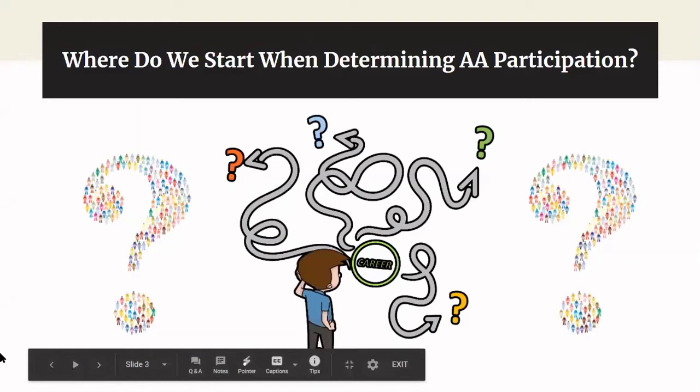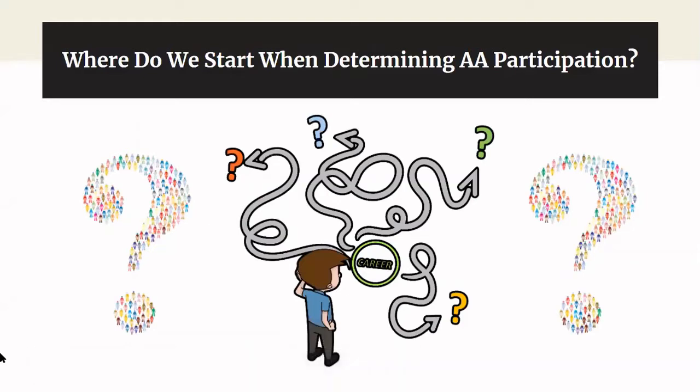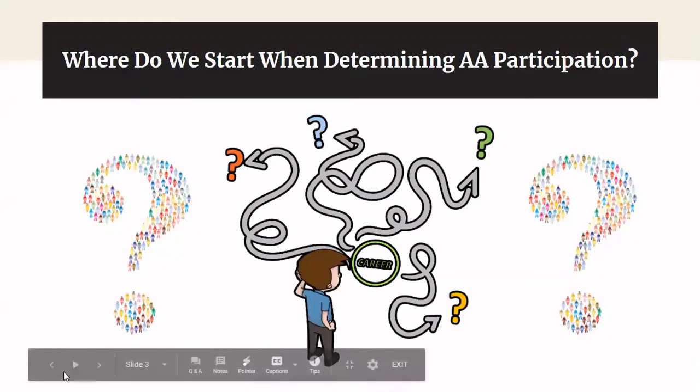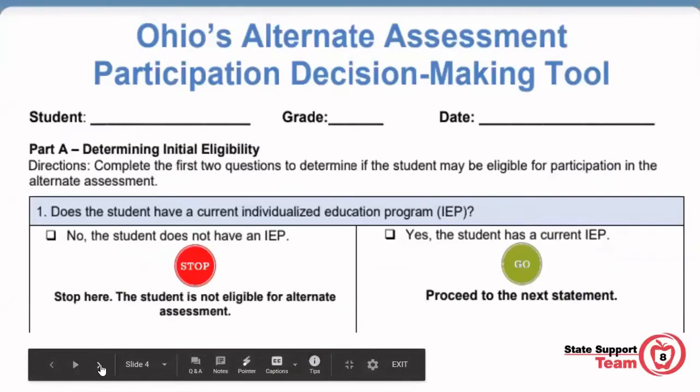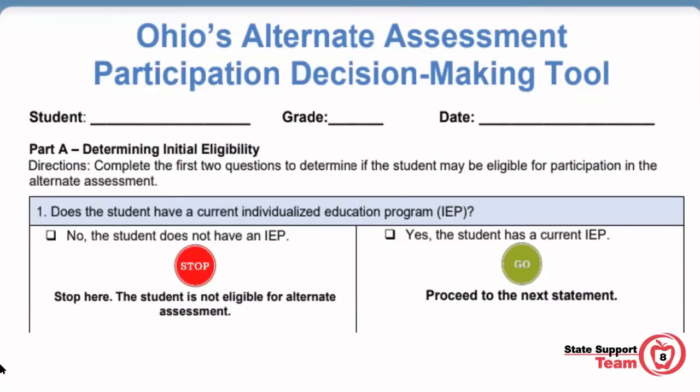So where do we start when determining alternate assessment participation? We start with Ohio's alternate assessment participation decision-making tool. Okay, we have part A, determining initial eligibility. So number one, you start off with, does the student have an IEP?